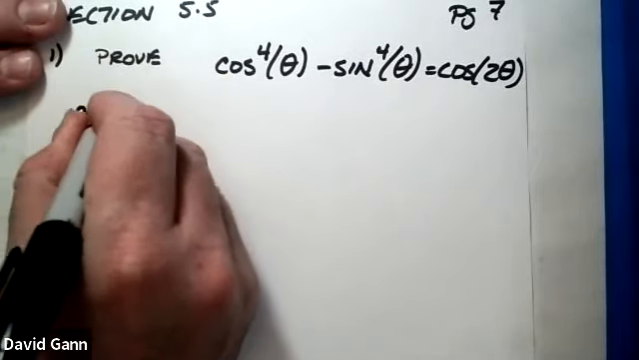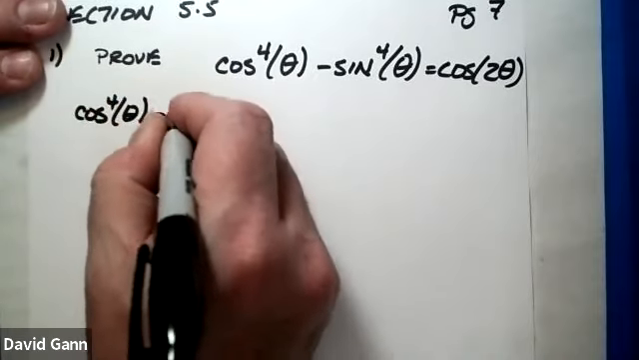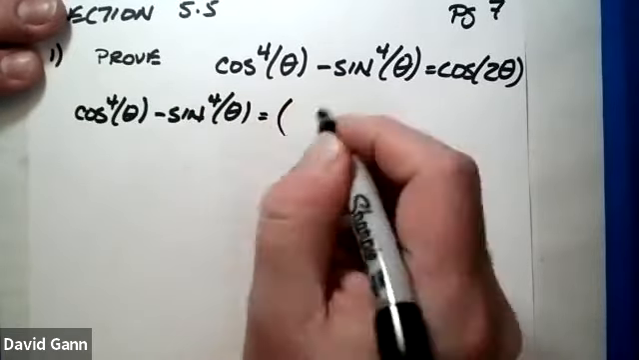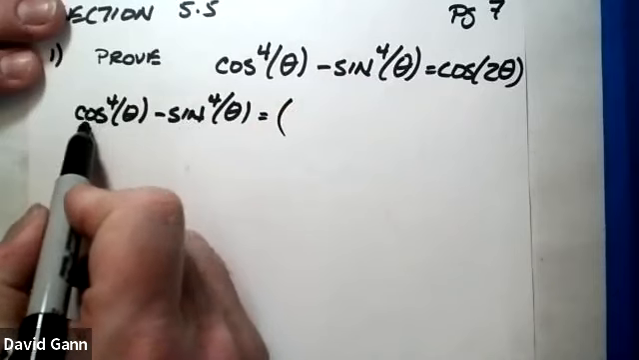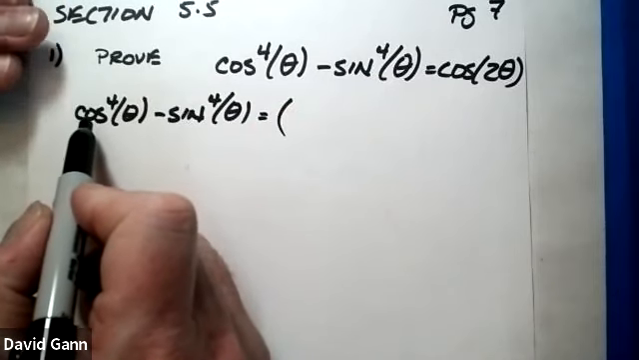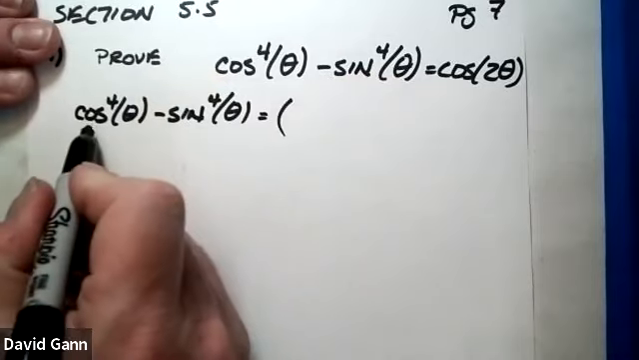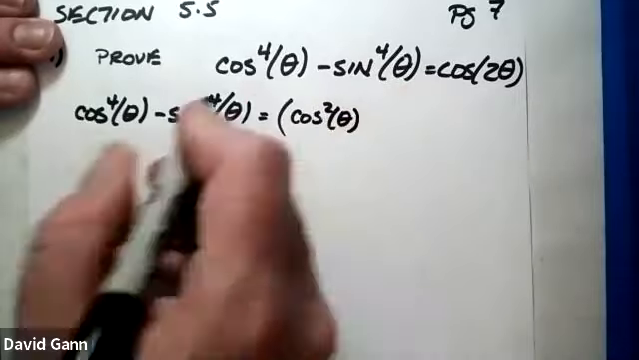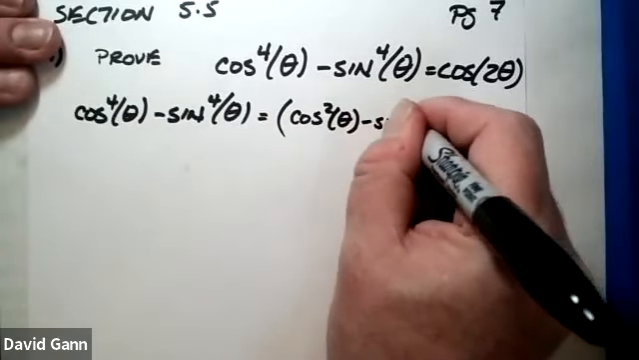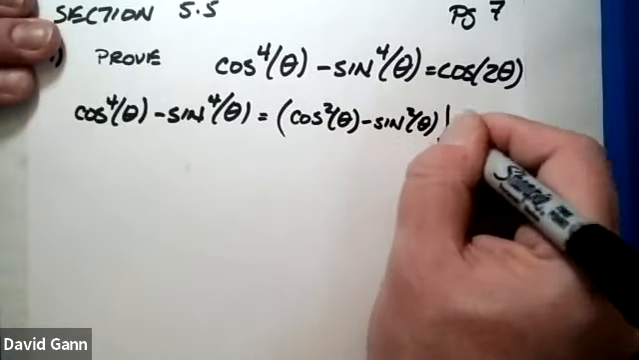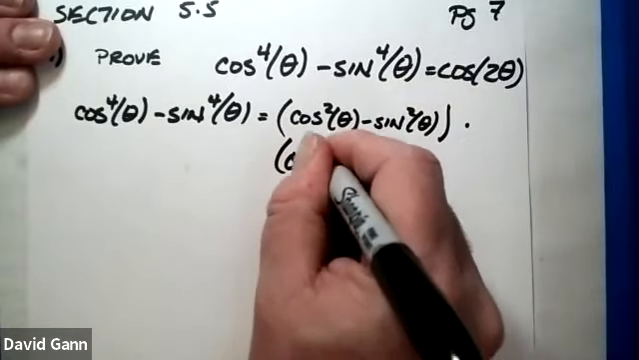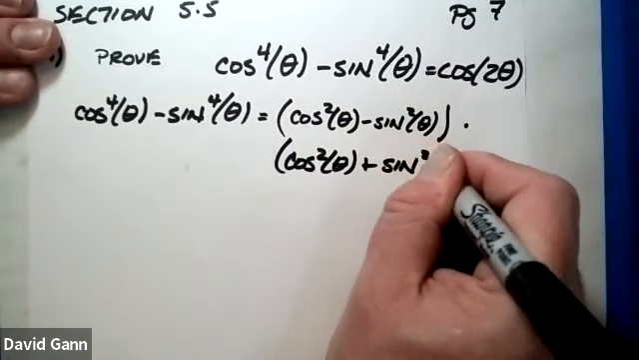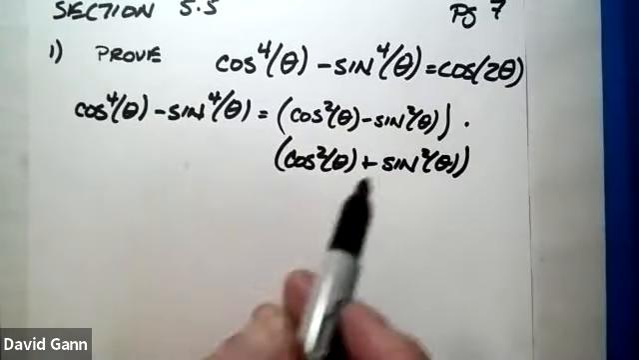So cosine to the 4th power of theta minus sine to the 4th power of theta happens to be a difference of squares. These are squares of squares. So this is going to be the first term, cosine squared of theta, minus the second term, sine squared of theta, times the first thing plus the second thing.